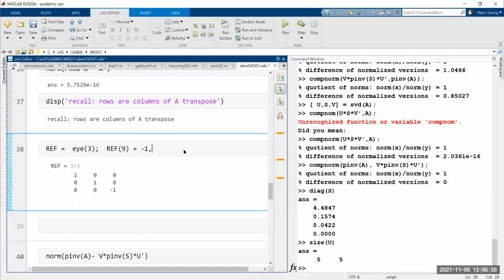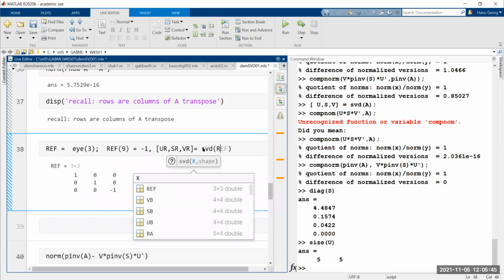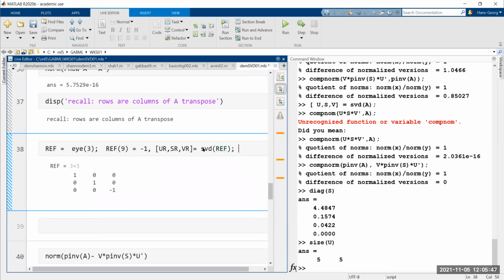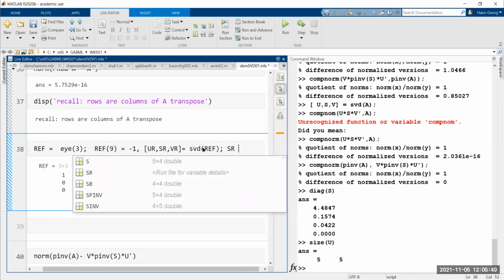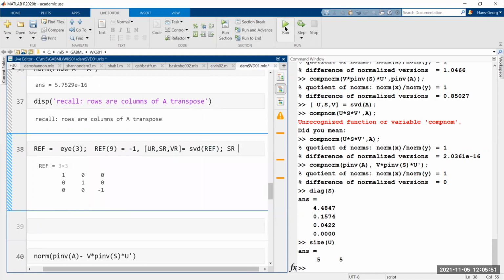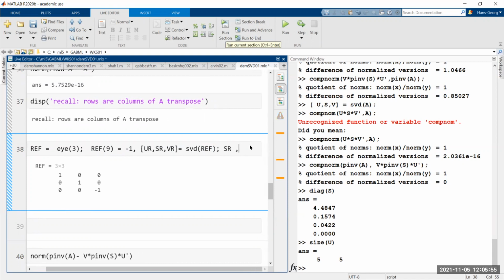And now, if you would do VR, SR, UR. Usually, standard notation is USV, is SVT of ref. I'm not so much interested in the others, but I would like to show you what you're getting. Yeah, maybe I'm looking at UR.